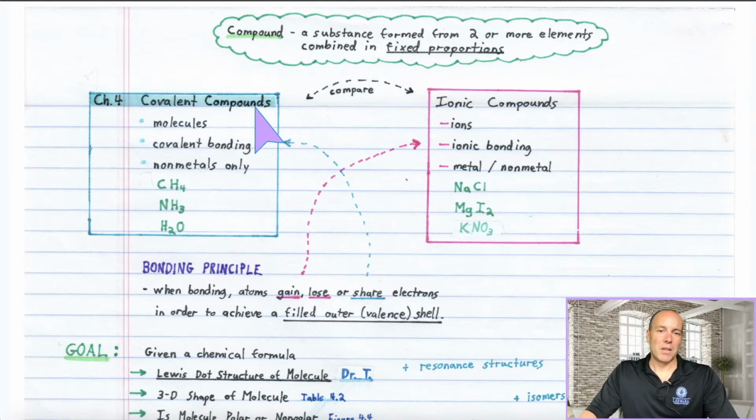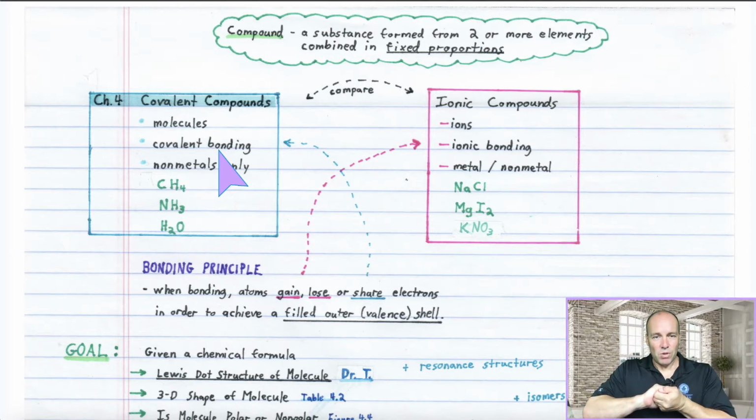Covalent compounds, on the other hand, are made of molecules. There are no ions in covalent compounds. A molecule is a group of atoms that are attached together by the sharing of electrons. And that sharing of electrons is called covalent bonding. When you have 2 atoms that are sharing a pair of electrons, they're both hanging on to the same pair of electrons, then those 2 atoms are bonded together.